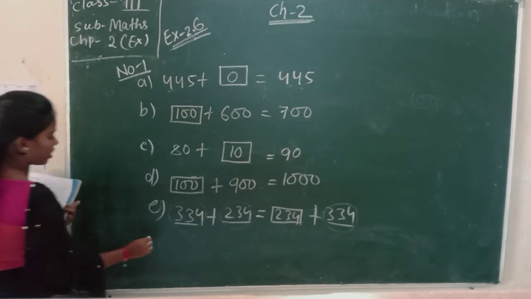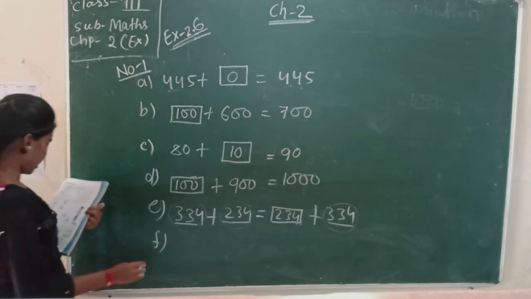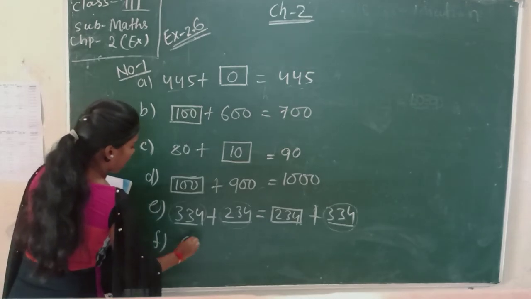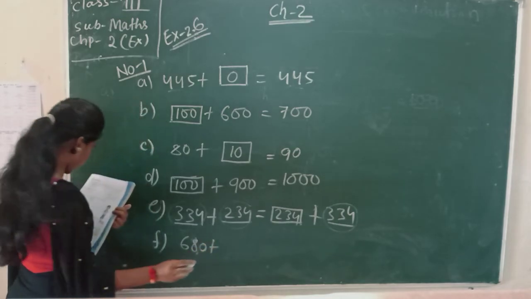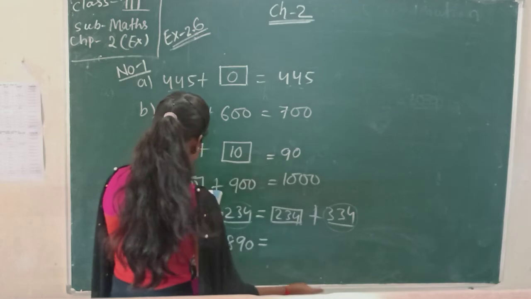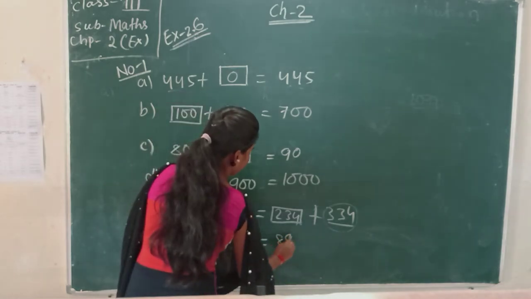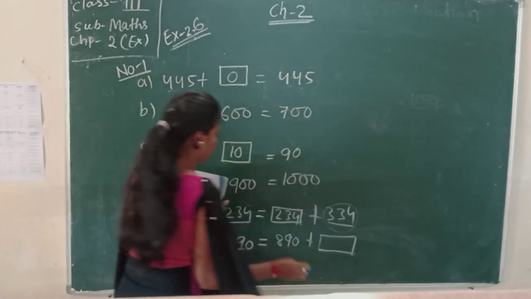Next, come to your F number. 680 plus 809 is equal to 890 plus this. Here also there is an equation.